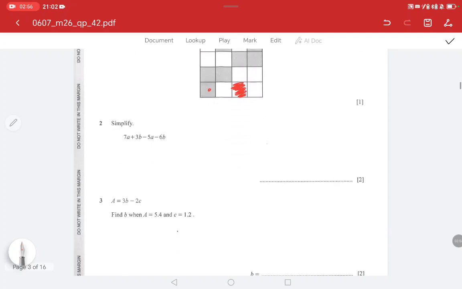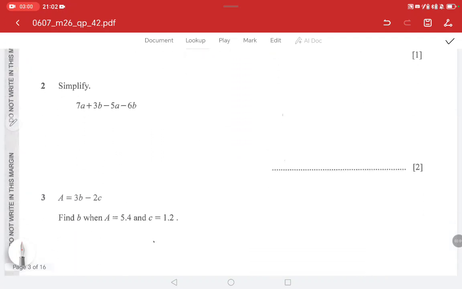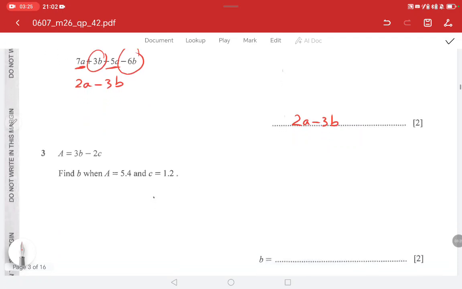Next one, simplify. You need to collect the like terms. Let's first collect A. So 7A minus 5A, so it's 2A. And then we have 3B minus 6B, it's minus 3B. Then please write your answer in the provided space. Show your work, please, as much as you can.